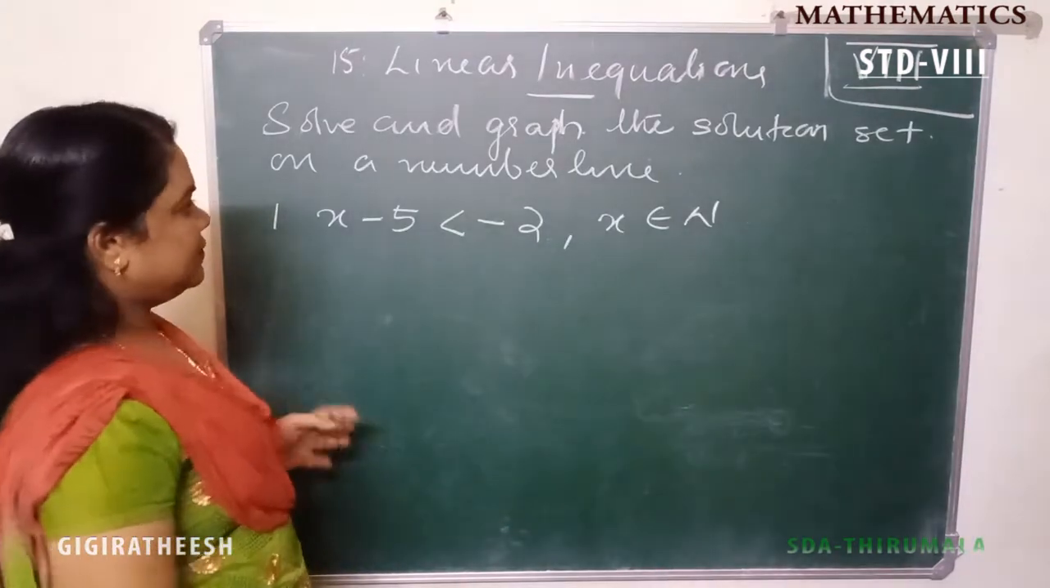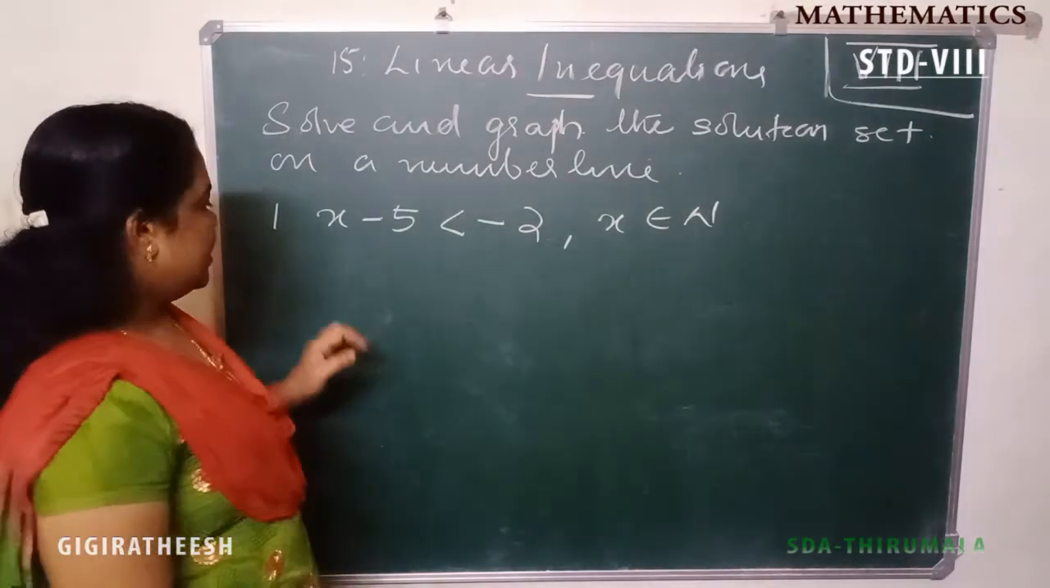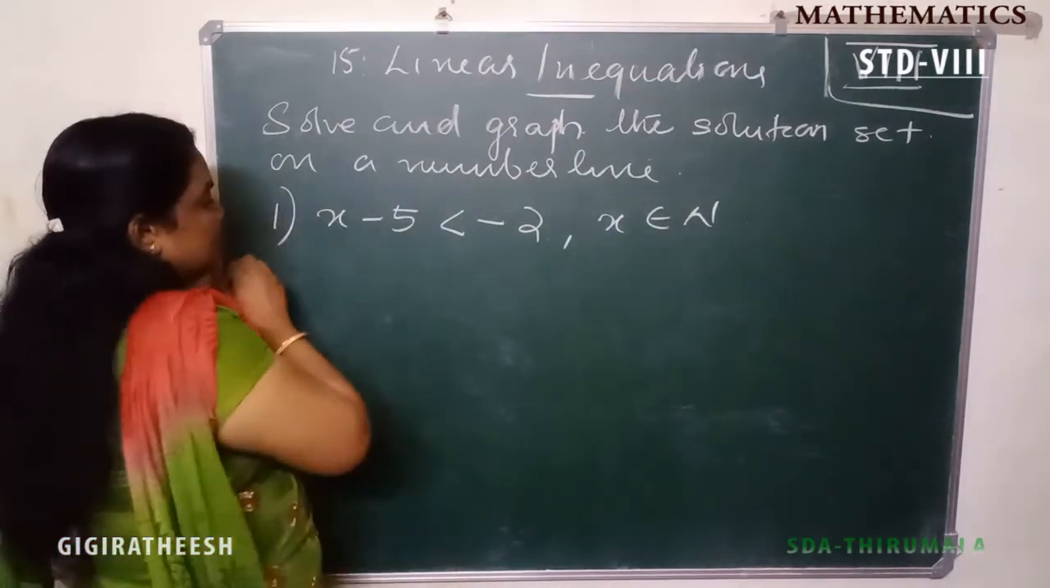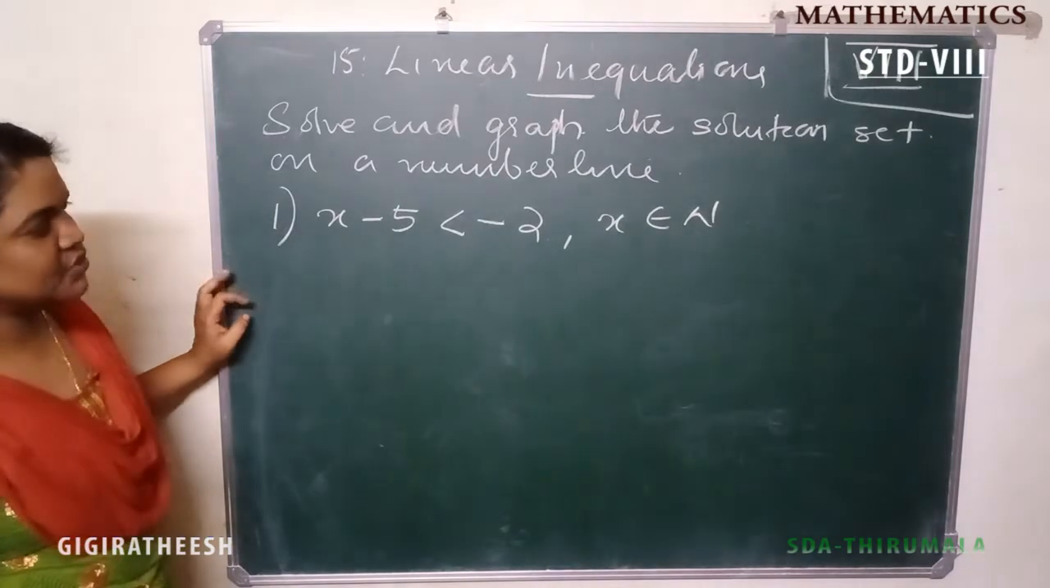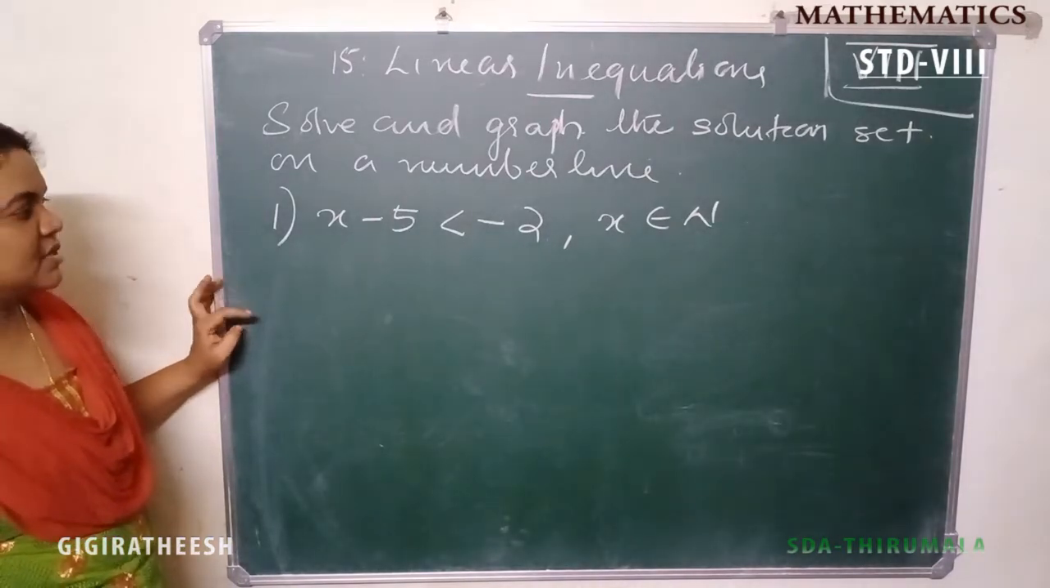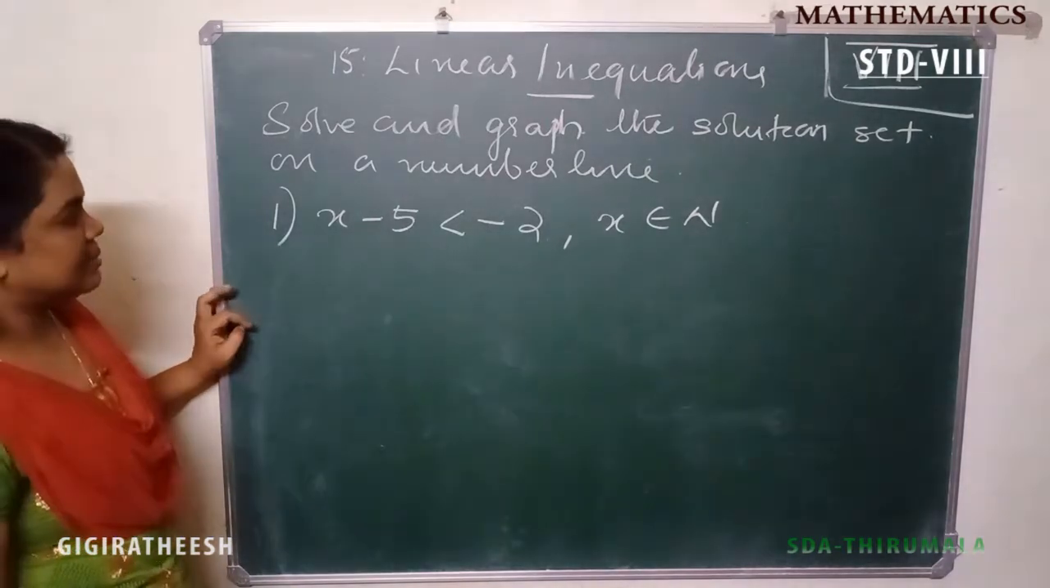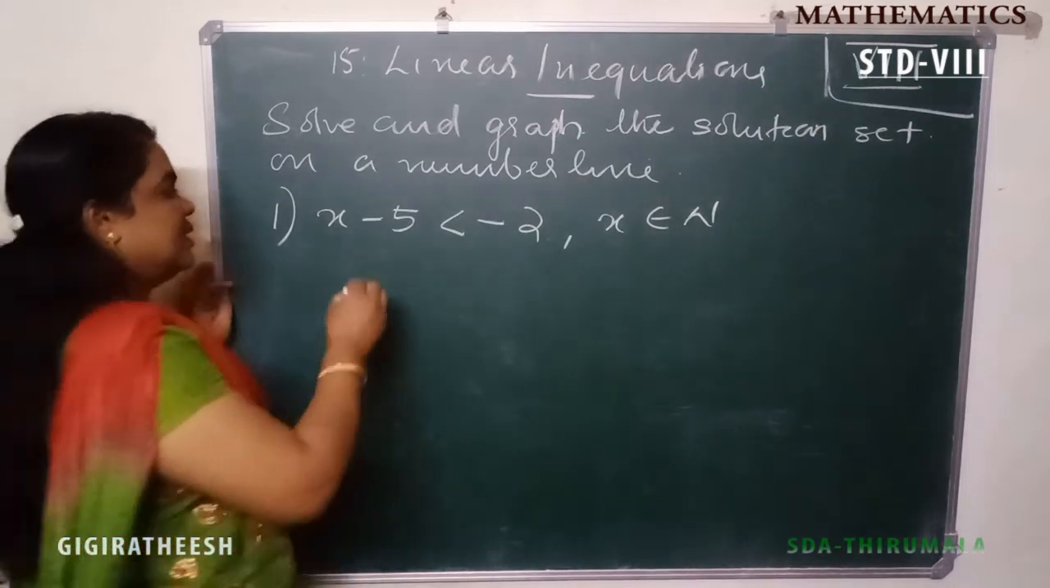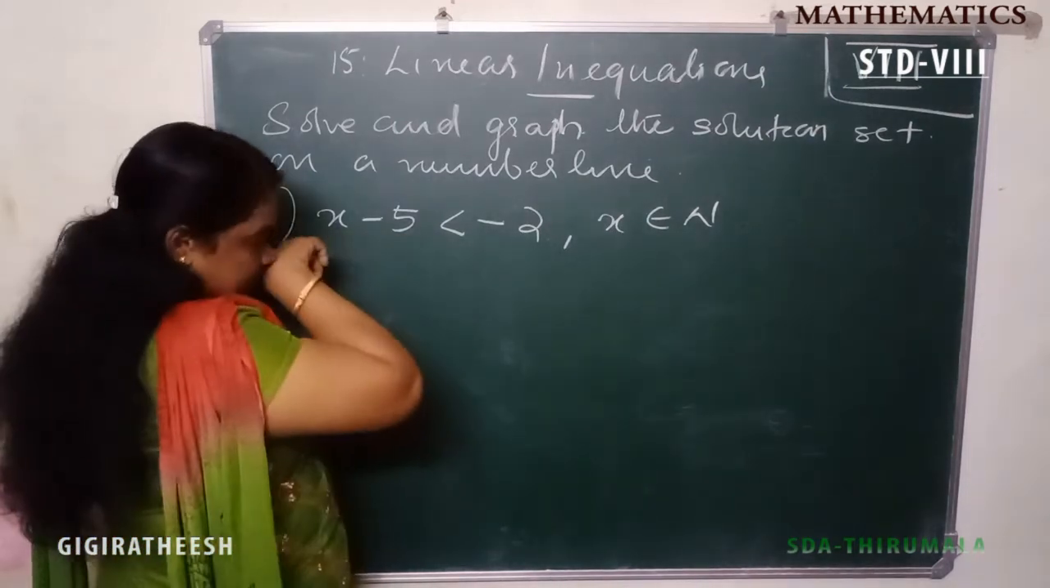Okay, solve and graph the solution set on a number line. Question number 1: x minus 5 less than minus 2, x element of N, natural numbers. How can we solve this?